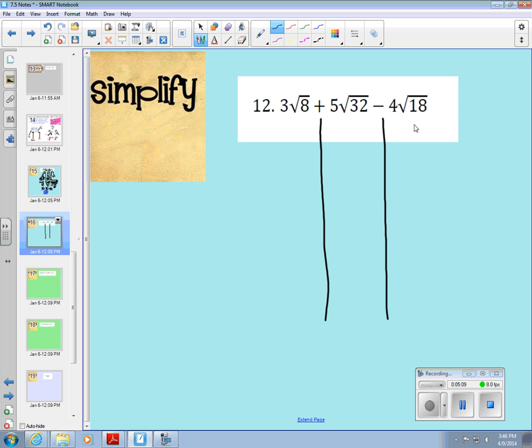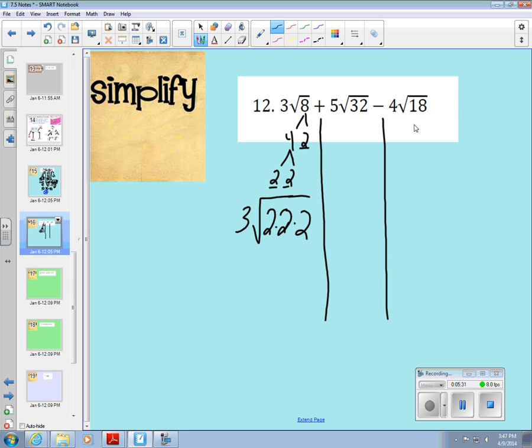So if we look at our 3 root 8, we need to simplify our 8. We can break that down into 4 and 2, and we can break our 4 down into 2 and 2. So rewriting our radical, we have 3 times the square root, and we have 3 2's, so 2 times 2 times 2.